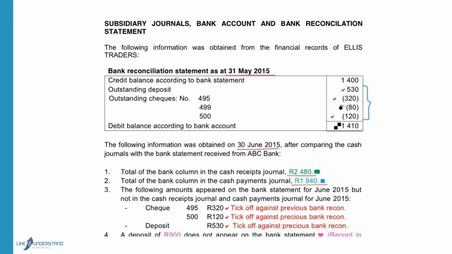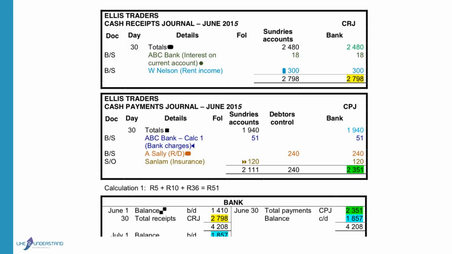I will use the bank balance at the end of May as my opening balance in the bank account, and then I will record the total of the cash receipts and cash payments journal in my bank account as well. I will start in the cash receipts journal with the bank total that was given to me, and I will start in the cash payments journal with the total that was provided. And the bank balance, opening balance, was taken out of the previous bank reconciliation statement.